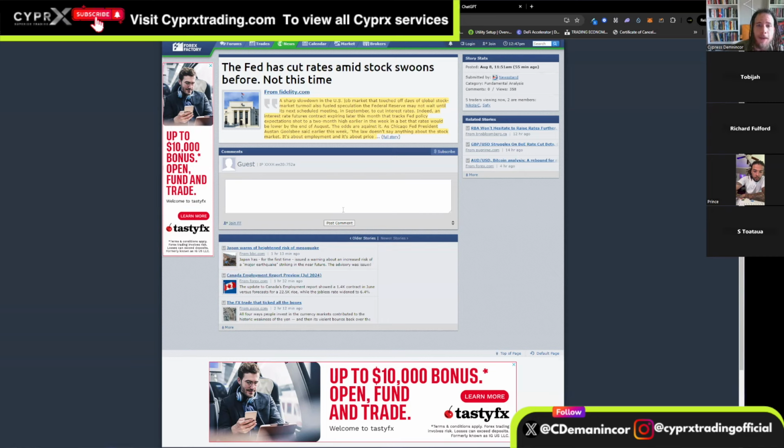So you can see it in this report. It says, the U.S. jobs market that touched off days of global stock market turmoil also fueled speculation that the Federal Reserve may not wait until its next scheduled meeting in September to cut interest rates. Indeed, interest rate futures contracts expiring later this month, that track the Fed's policy expectations, shot to a 2-month high earlier in the week, and the bet that rate cuts would be lower by the end of August is starting to prevail in the markets.